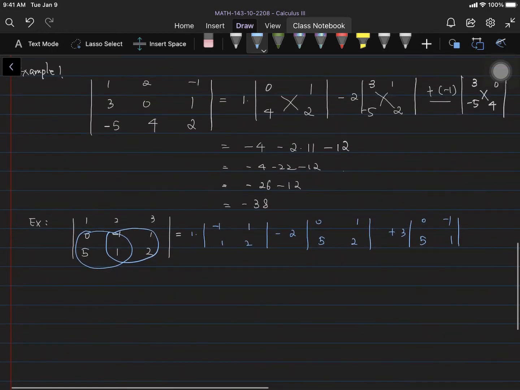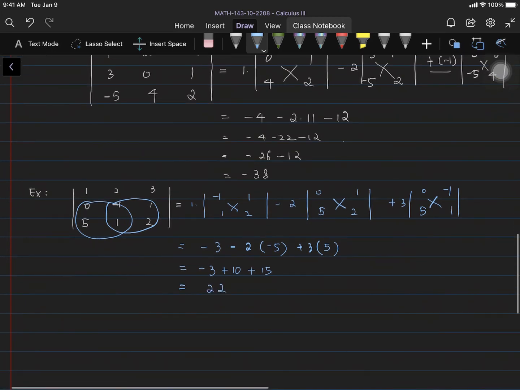When you do this, be really careful. It's very easy to make a mistake. Negative 2 minus 1, so negative 3. 0 minus 5, negative 5. 0 minus negative 5, so 0 plus 5. For this one, it should be plus 15, and this becomes 7 add 15, 22. So this is the calculation of the determinant of a 3 by 3.